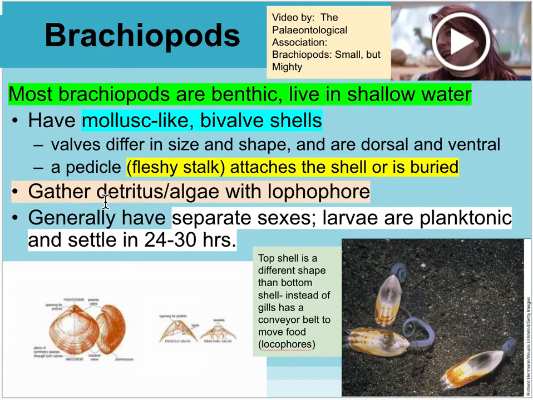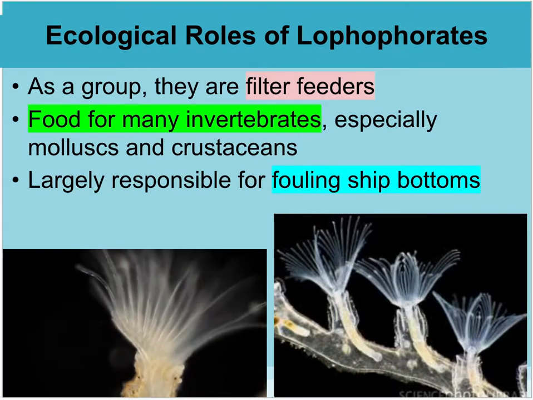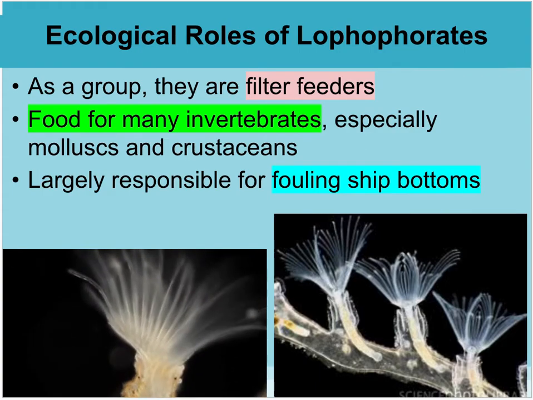They eat dead and decaying matter and different algae. They have different sexes with a larva and a planktonic stage, and their plankton will eventually settle after about a day and be a grown up. This is a video by the Palaeontological Association, Brachiopods Small but Mighty, that goes into more detail on them.